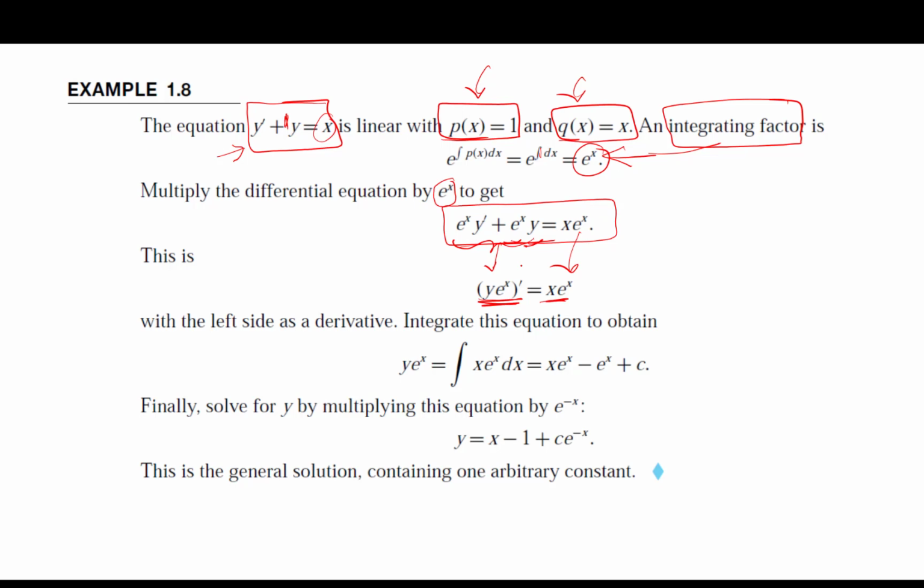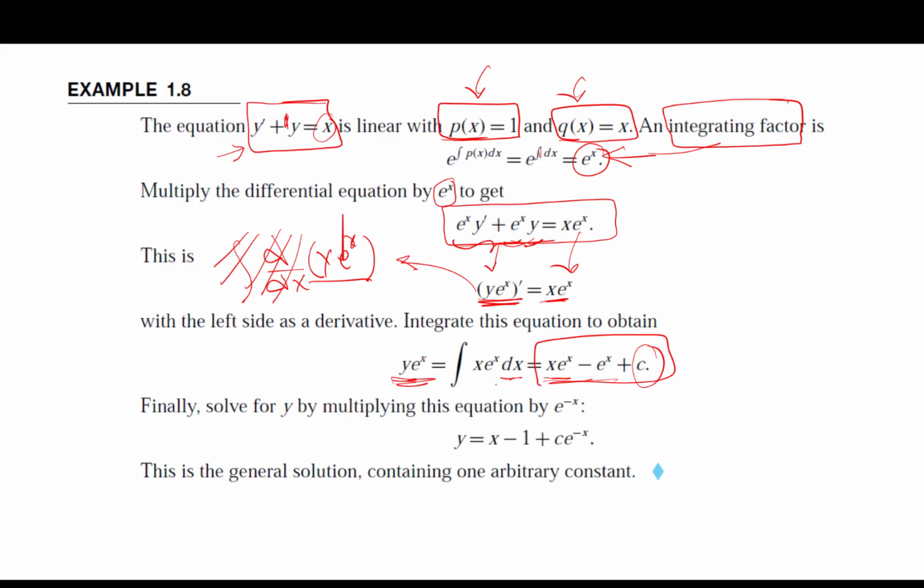Then integrate this equation. The left-hand side is d/dx of y e^x, so when we put in the integration it removes the derivative. We end up with y e^x equals the integral of x e^x dx. We can use integration by parts, which gives x e^x minus e^x plus a constant. Finally, we can solve this equation.